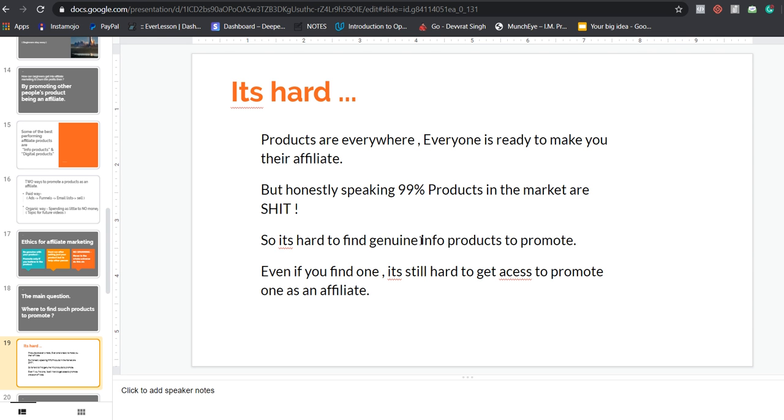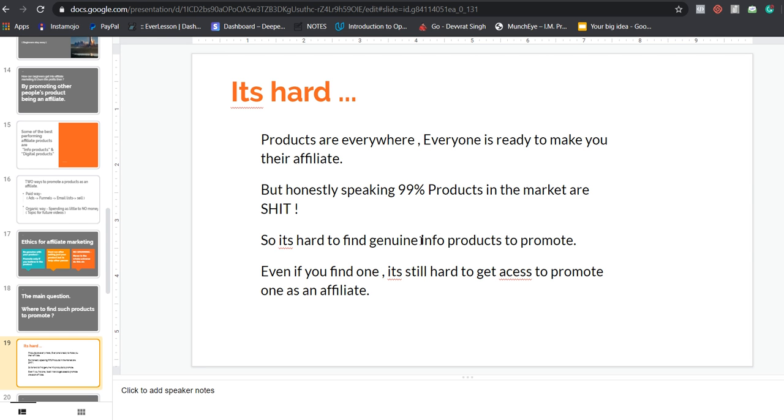Just as we discovered, you cannot promote anyone's product without their permission. So even if you find a good product, until you get access from the producer, don't promote it. Why it's hard to find good products is because, let's consider digital marketing. There are a lot of people selling courses on digital marketing, but almost 99% of the products are completely shit, and the support for those products is even worse. So it's pretty hard. Products are everywhere, but good affiliates, the good salesmen, don't go and sell anything. What you choose defines you.